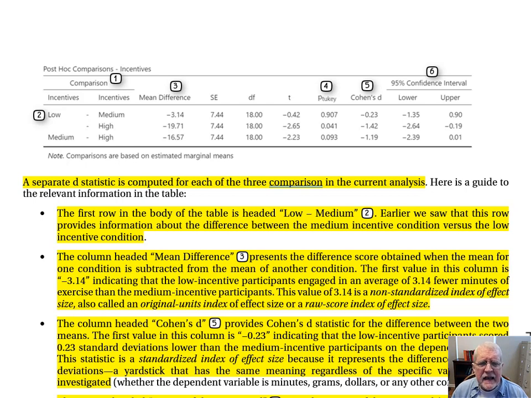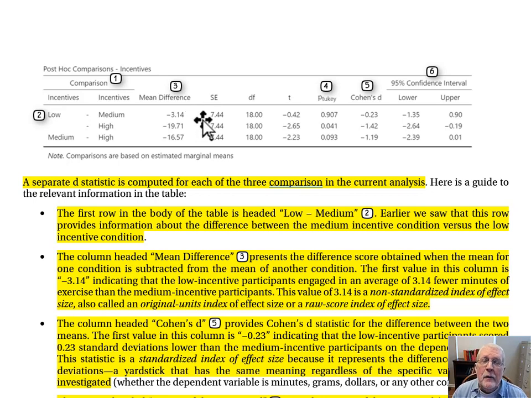This statistic is a standardized index of effect size because it represents the difference in standard deviations, a yardstick that has the same meaning regardless of the specific variables being investigated. If aliens from another planet were looking at the results from this study, they would not know how to interpret this original units mean difference because they don't use minutes. Is 3.14 minutes a big difference, a small difference?